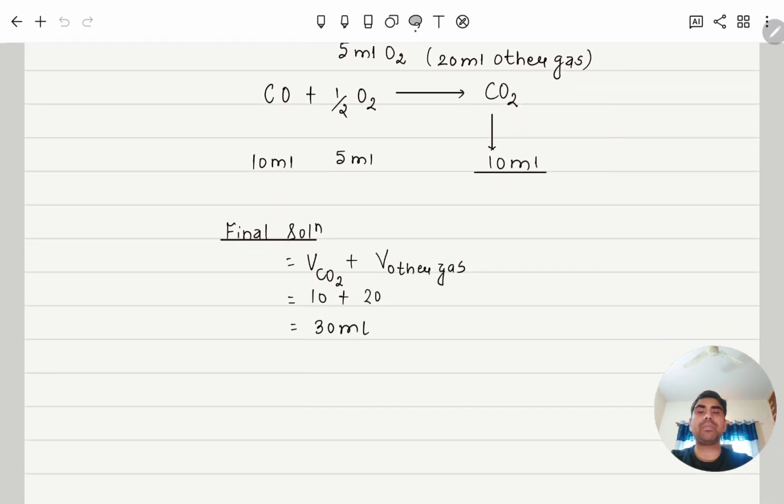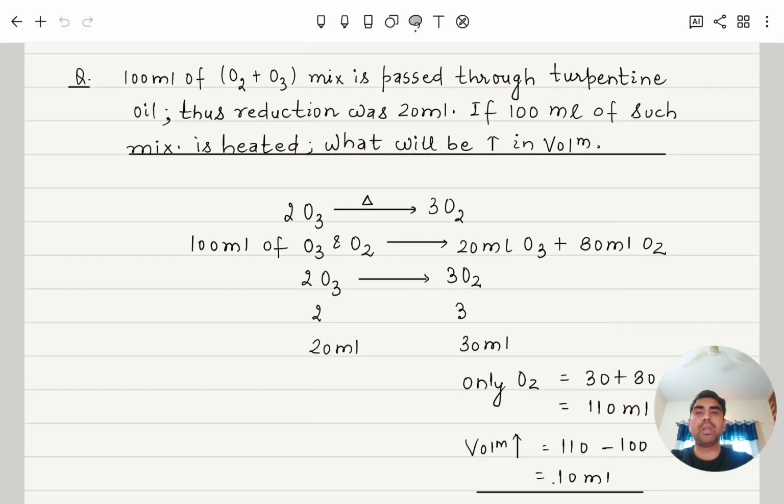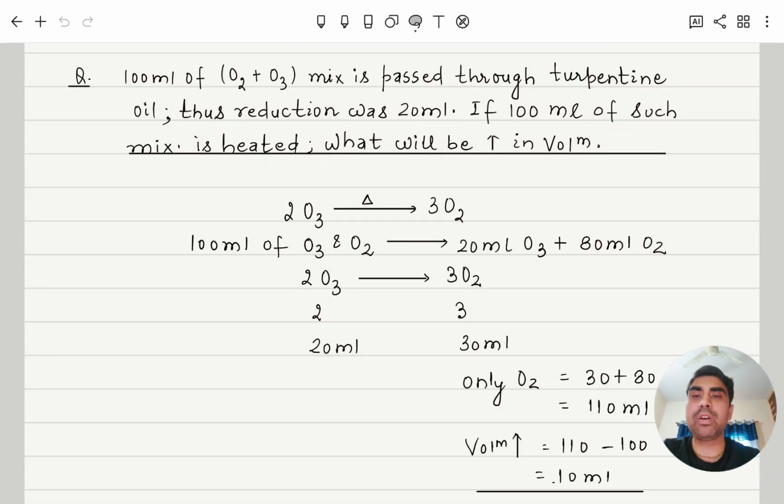Okay, so moving further. Now you can see here 100 ml of an O3 plus O2 mixture is passed through turpentine oil, and thus the reduction was 20 ml. How much volume is reduced? 20 ml. So if it is passing through turpentine oil, which gas will absorb? It will absorb O3. So 20 ml of O3 is absorbed.